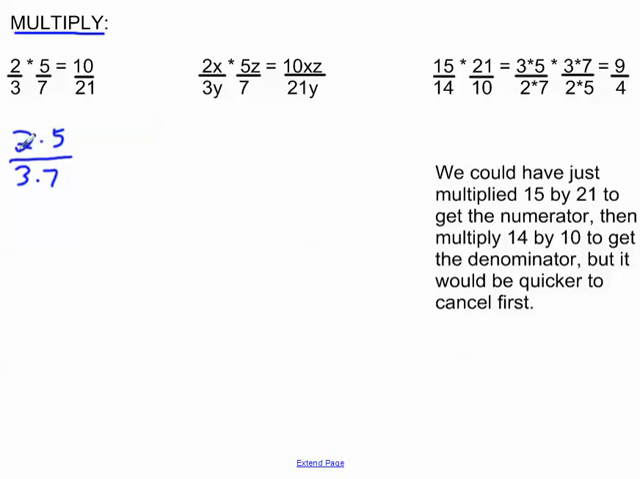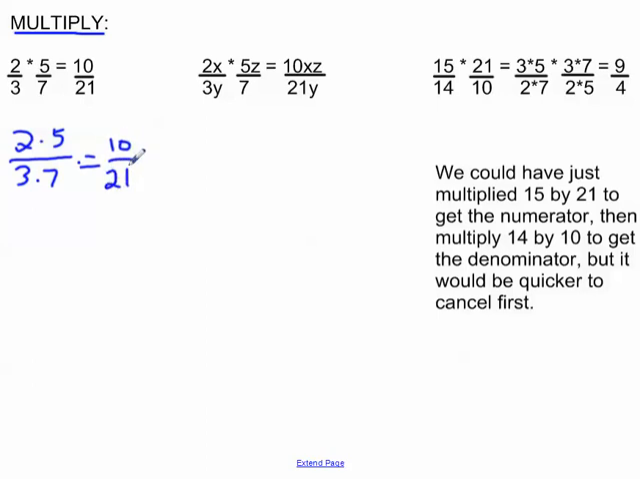We can cancel factors. Factors are things that are multiplied together. So we look and say, there's a 2 here. Does 2 cancel with a 3? No. Does 2 cancel with a 7? No, because 2 divided by 3 is not 1. So we can't cancel that out. Does 5 cancel with the 3? No, it doesn't. Does 5 cancel with the 7? No, it doesn't. So our answer has to be 2 times 5, 10, over 3 times 7, 21.